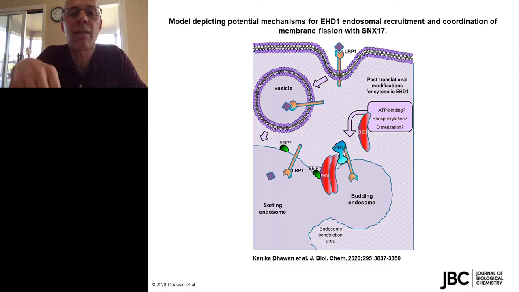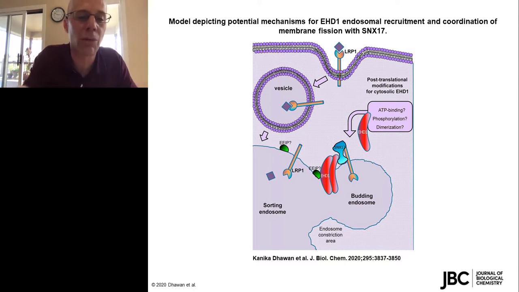And we think that this ligand binding somehow releases signals within the cell that may induce EHD1 to be recruited to these endosomes. We don't know what the signal is, whether it's ATP binding, phosphorylation, dimerization, ubiquitination. There are various different potential mechanisms that we're looking at now for recruitment of EHD1 to these endosomes. But the recruitment occurs by an EEIP, or endosomal EHD1 interaction partner, and not through SNCC17.